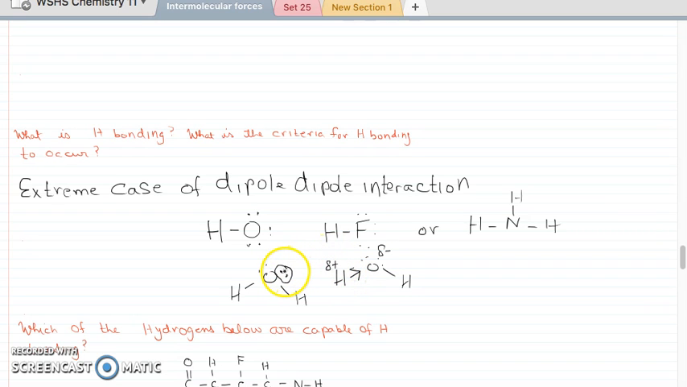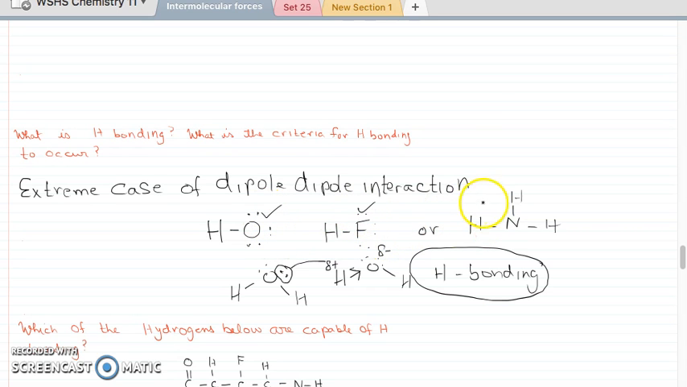Now, the attraction between the lone pair of the oxygen atom in the water molecule and the hydrogen in the adjacent water molecule results in hydrogen bonding. That is an example of hydrogen bonding. Now, that could happen in any molecule where you have a hydrogen bonded to either an oxygen, fluorine, or nitrogen. Only these three are accepted. Anything else, it's just dipole-dipole interaction. With oxygen, fluorine, and nitrogen, it's hydrogen bonding.